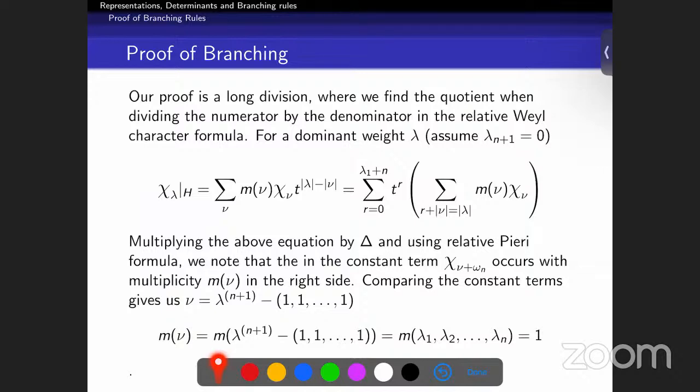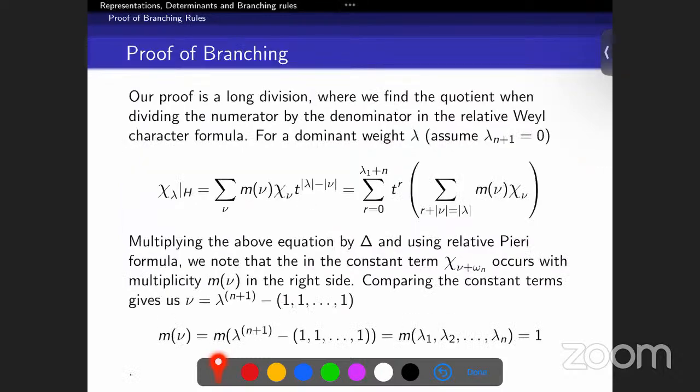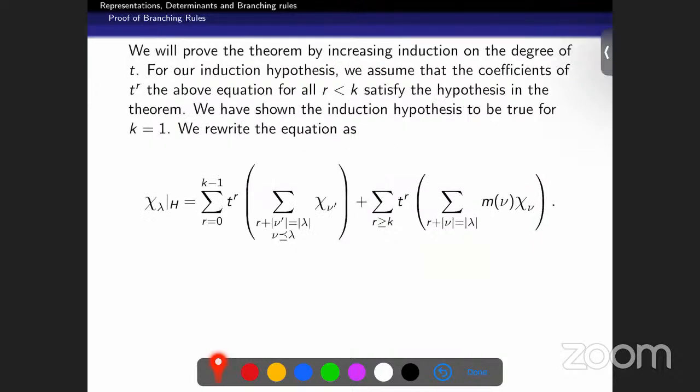We make use of this linear independence of irreducible characters, and that tells us that there is exactly one representation for which this would happen, and that representation would be lambda n plus 1 minus 1, 1, 1, 1, 1. This 1 1 1 1 1 is coming from this part over here. This chi omega n corresponds with the determinantal character. The multiplicity on one of the sides is exactly 1, which tells us that the multiplicity of this nu, which is lambda n plus lambda n plus 1 minus 1, 1, 1, is exactly going to be 1. All right, so our base case of induction is done.